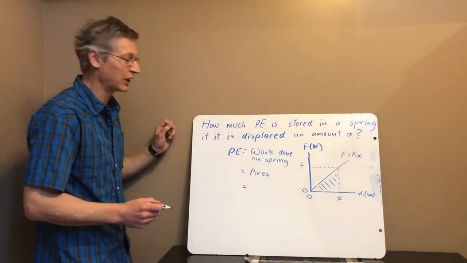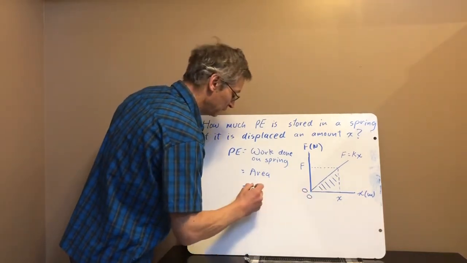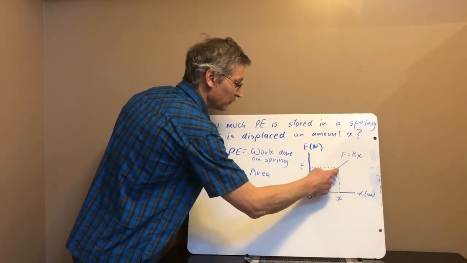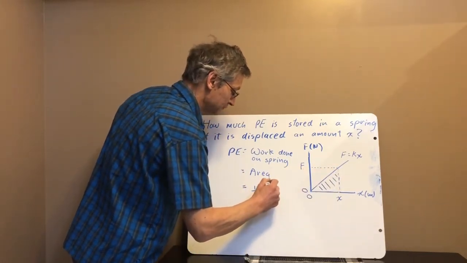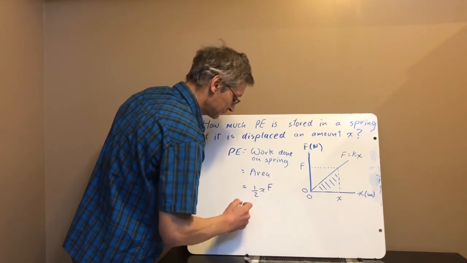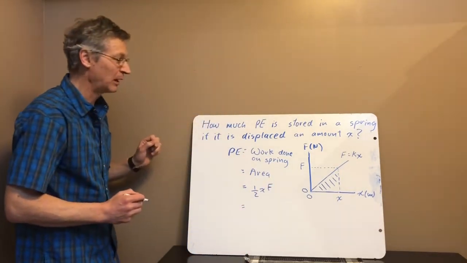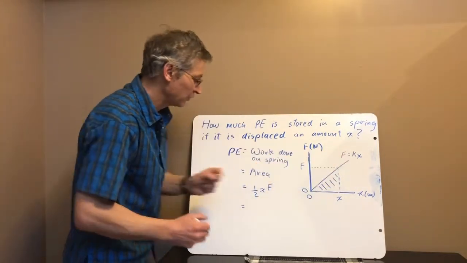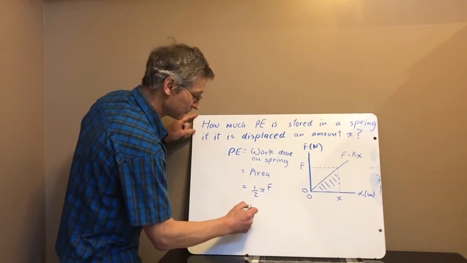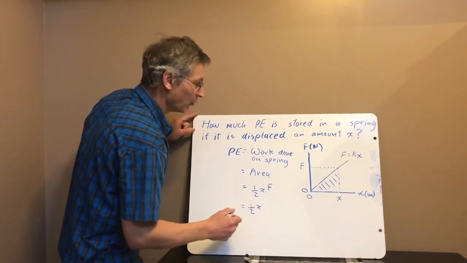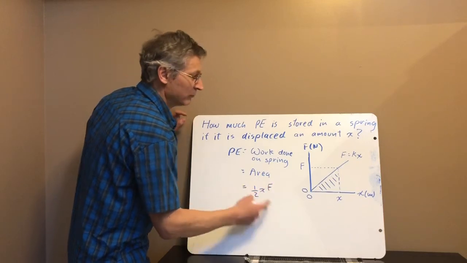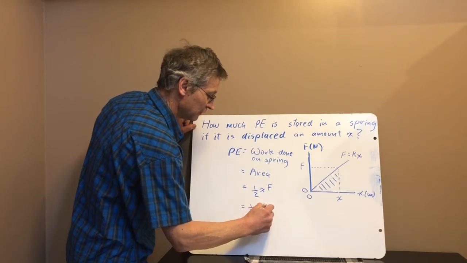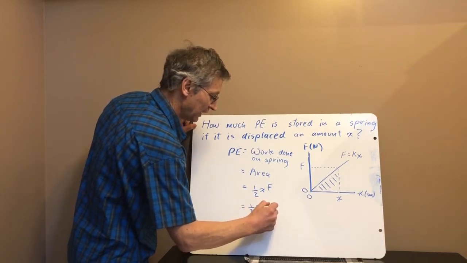And figuring out the area of this is pretty easy. It's just a triangle. It's going to be half the base, so that's going to be 1/2 times x times the height, which is F. And you have to remember that the equation of this line is F equals kx. So that F right there is equal to kx.